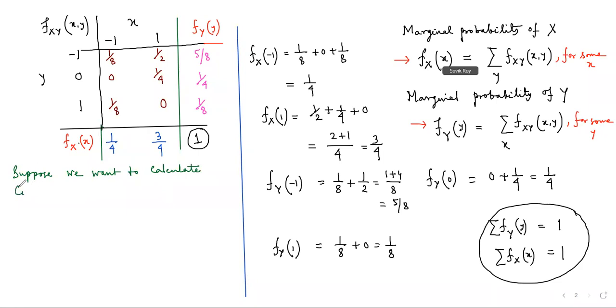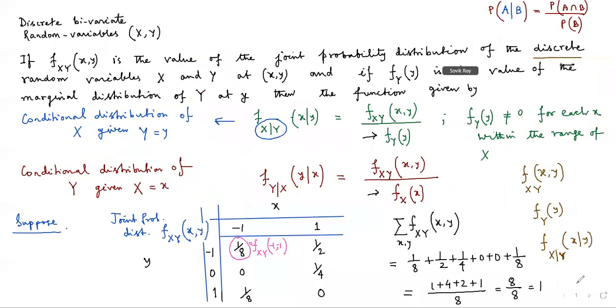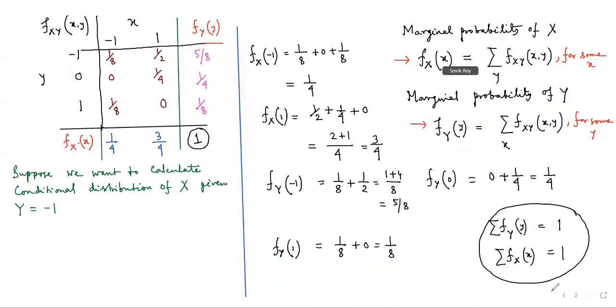Suppose I want to calculate the conditional distribution of capital X given capital Y is equal to -1. Now what is the formula? Just look at the formula. I want to calculate the conditional probability of X given Y equal to -1, at the point Y equal to -1. So here I'm going to apply this formula in the following manner.